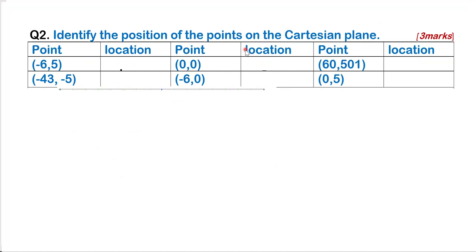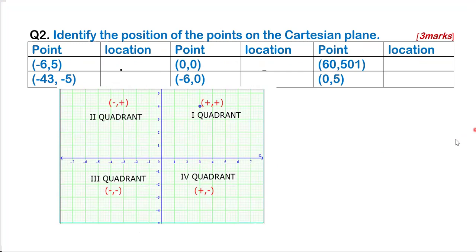Identify the position of the points on the Cartesian plane. What is the location of these points? See, for this, we made the Cartesian plane. We know in the first quadrant, x coordinate is positive, y coordinate is also positive. In the second quadrant, x is negative, y coordinate is positive. In the third, both x and y coordinates are negative. And in the fourth quadrant, x coordinate is positive, y coordinate negative. Any point lying on the x-axis, the value of the y coordinate is always 0. And any point lying on the y-axis, the x coordinate is 0.